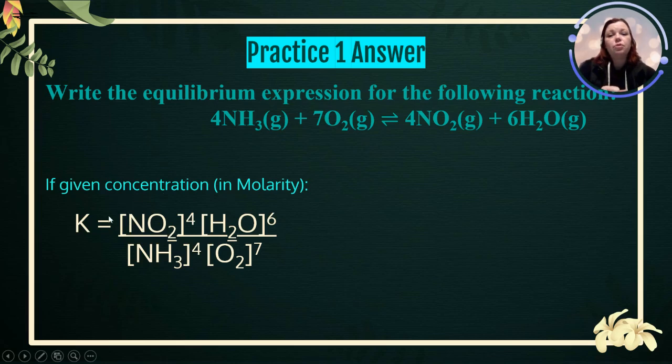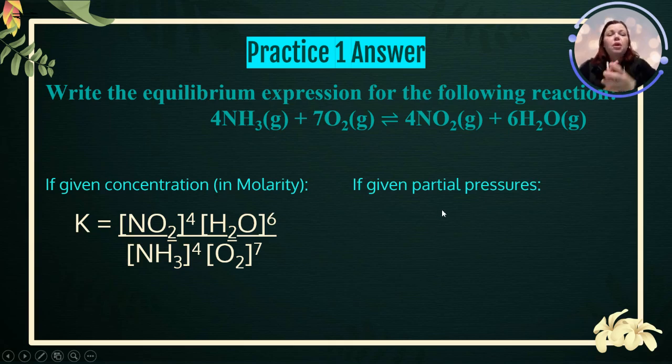So you're going to have NO2 with brackets around it to the fourth, H2O in brackets to the sixth, 4 and 6. And then in your denominator, you're going to have NH3 to the fourth power and O2 to the seventh power, again in brackets. Now, super duper important that these are brackets and not parentheses. You need to have those squared off corners to make them brackets.